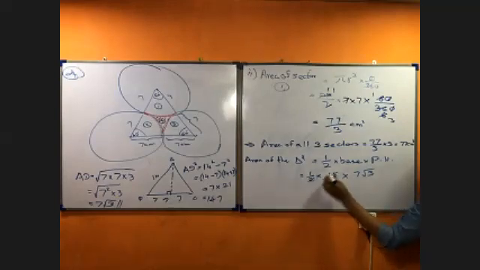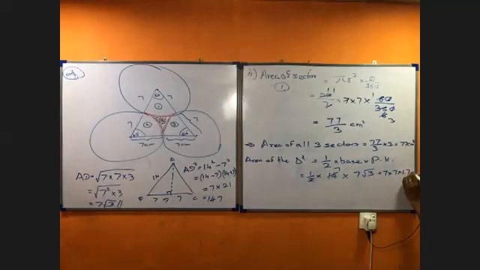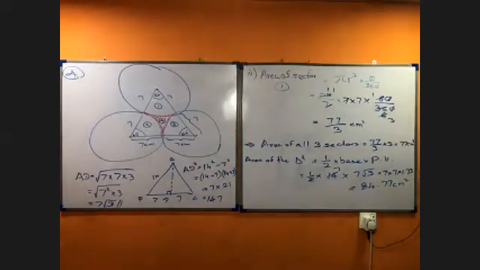So here we have half times 14, so 7 times 7 times 1.73. So this is going to give you the answer, 84.77, I think. 84.77 centimeters square. Okay, still we didn't get the answer, right?